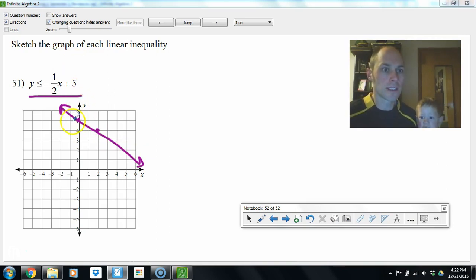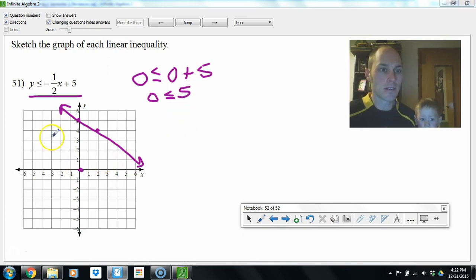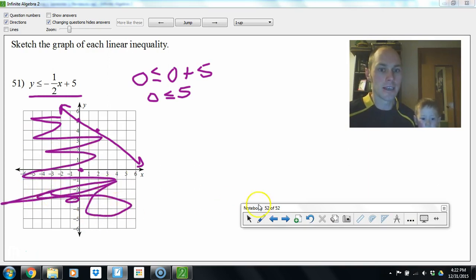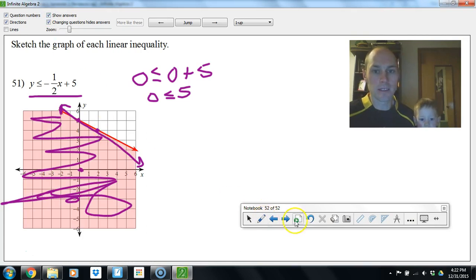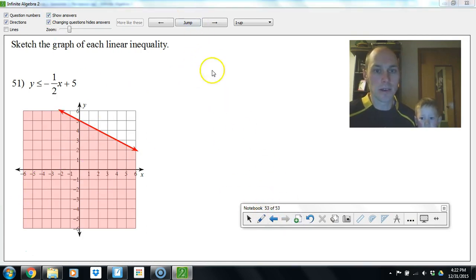To figure out what side the solutions are on, we choose a test point. I'm going to choose 0, 0. Put 0 in for y, 0 in for x. It gives me 0 plus 5, so 0 is less than or equal to 5. Well, 0 is less than 5, so all our solutions will be on this side. Okay, perfect. All right, next one.